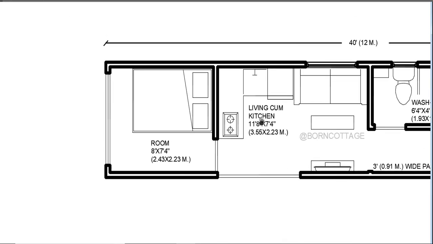So we have a living cum kitchen area. You can see here the sofa arrangement, tea table arrangement, also a TV unit on the front wall, and we have a kitchen counter with burner, sink and refrigerator arrangement, and we have a large size window for ventilation of this area.